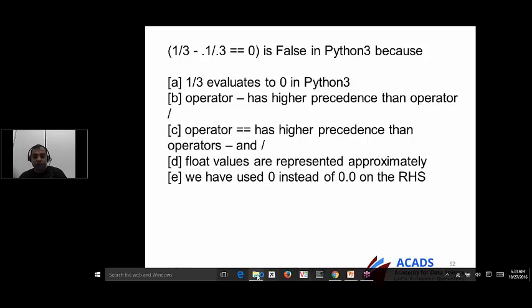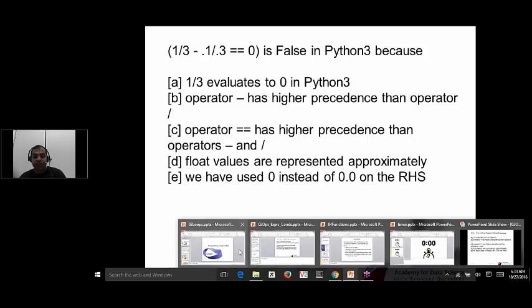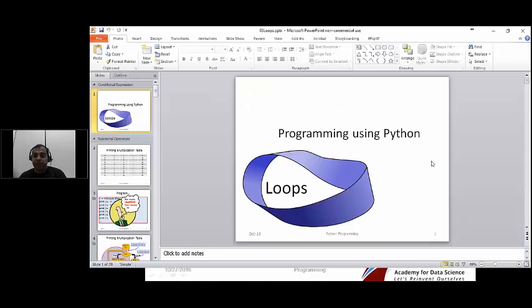So with this we are mostly done with all kinds of expressions, or the peculiarities about expressions and their evaluation. So we will start with the next topic, which is about loops. If there are any questions, please raise your hand now.